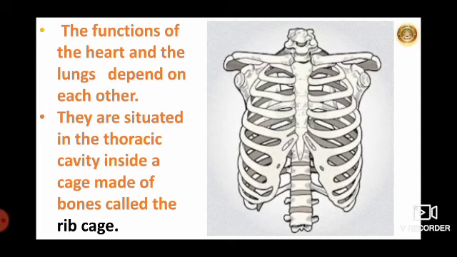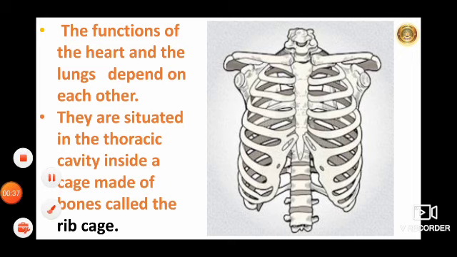The functions of the heart and the lungs depend on each other. Both these internal organs are very important. They are situated in the thoracic cavity, inside a cage made of bones called the rib cage. That is why they are safe and secure. See, here can you see bones? A cage of bones? This is called a rib cage. And inside this rib cage, heart and lungs are situated. So that's why they are safe and secure.